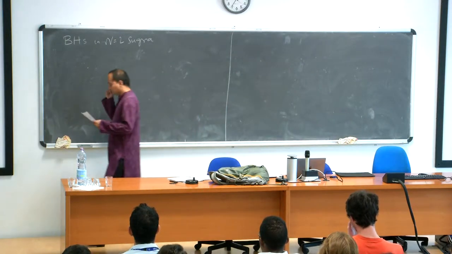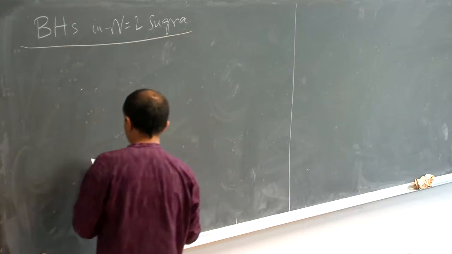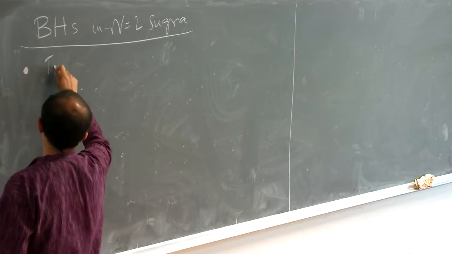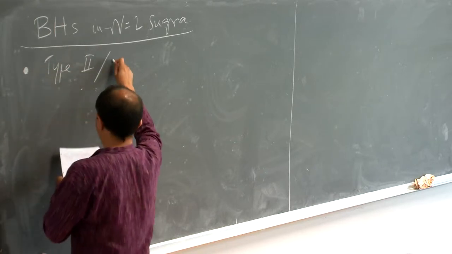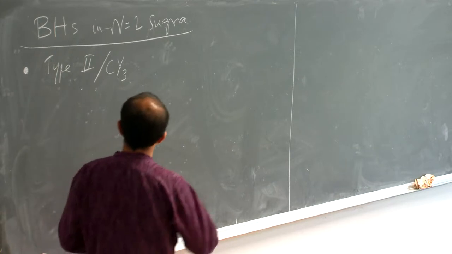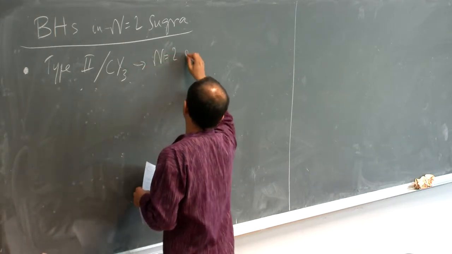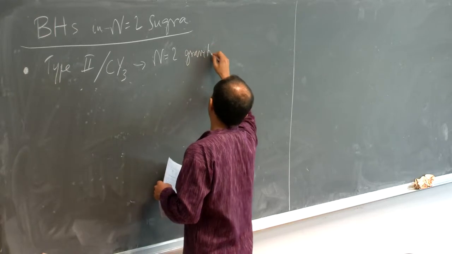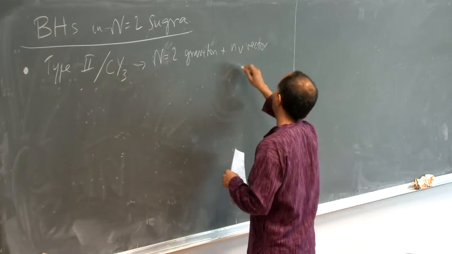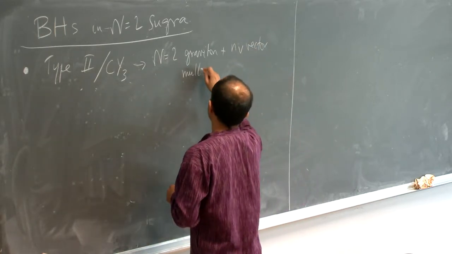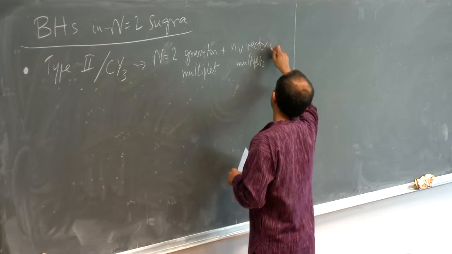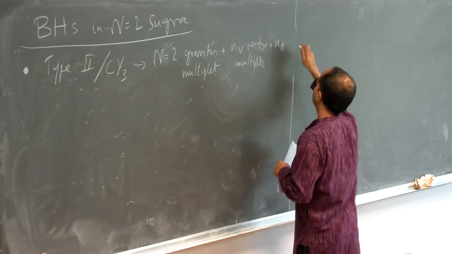So it's a class of black holes we're considering, but it's a very general class of black holes. In fact, these black holes appear in type II string theory on Calabi-Yau compactifications. What you get is an N=2 graviton multiplet plus some n_V vector multiplets plus n_H hypermultiplets.